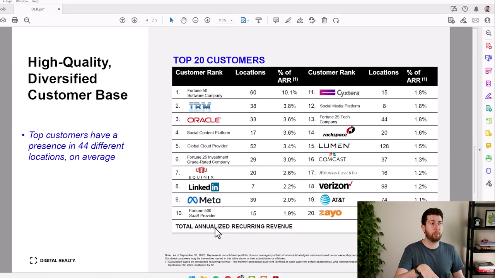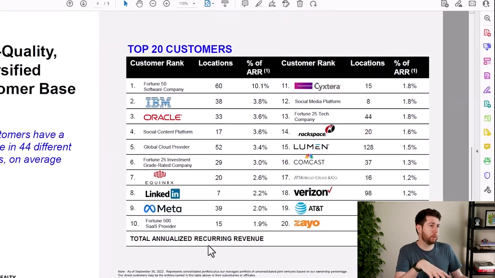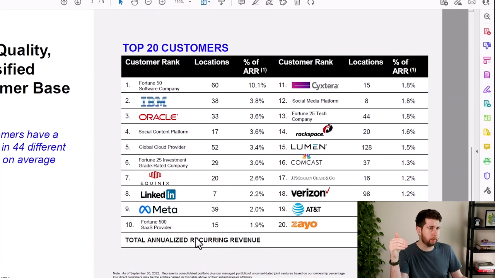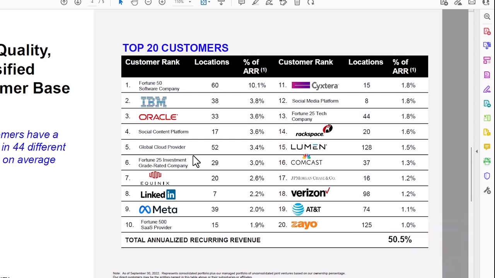If we see the type of clients they have, we are talking about top names in the tech industry: IBM, Oracle, Meta, LinkedIn, which at the end is Microsoft, Verizon, AT&T. These are the type of clients, and we can see that their top 20 clients account for around 50% of the revenue. So it's pretty good diversification from my point of view.